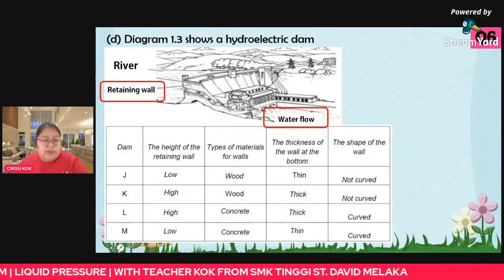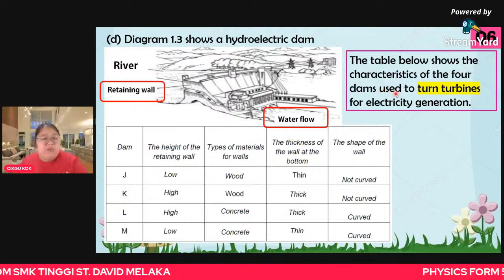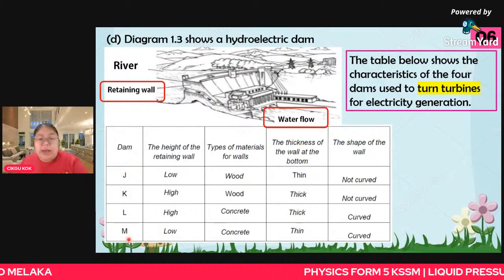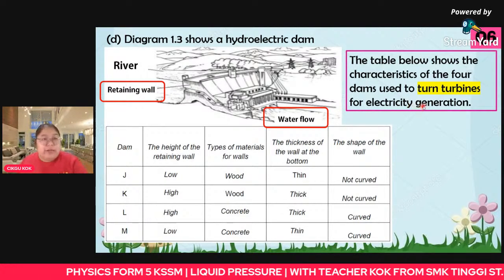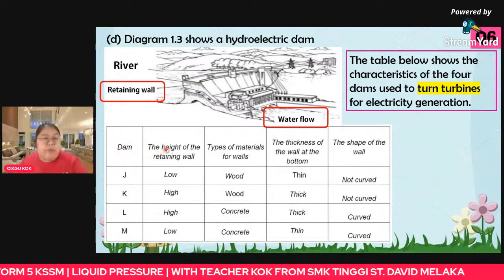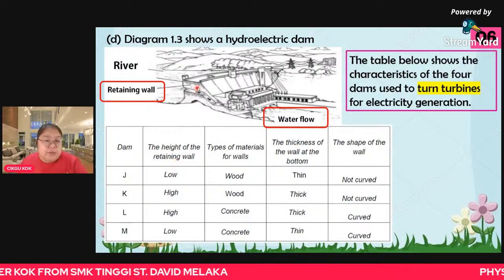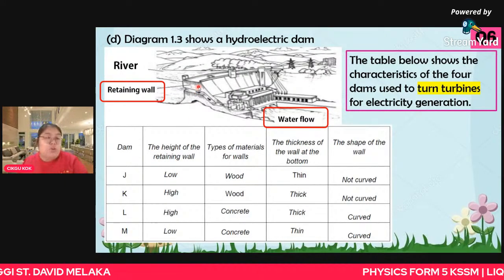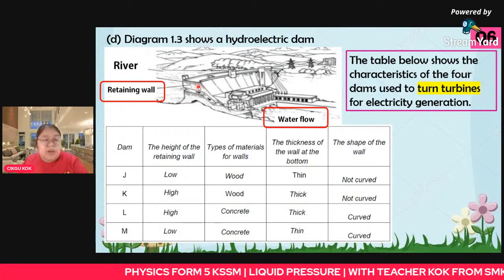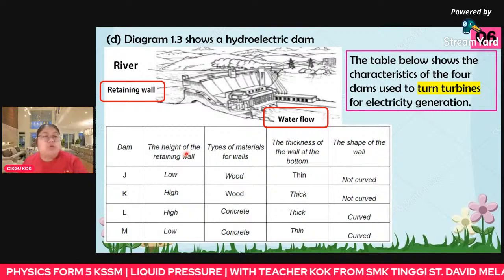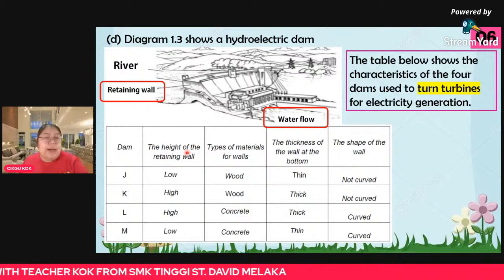Okay, so from here the question is, the table below shows the characteristics of the four dams, J, K, L, M, used to turn the turbine for electricity generation. You can see they give you four aspects to modify. First, the height of the retaining wall: you want high or you want low? If you choose low, you give the reason. If you choose high, you also give the reason. So for this characteristic we get 2 marks: 1 mark if the characteristic is correct, and another for the correct explanation.